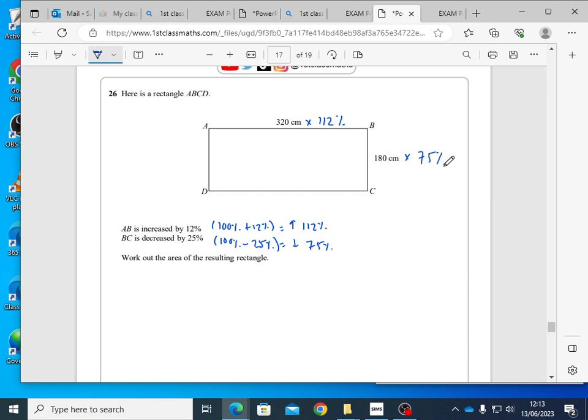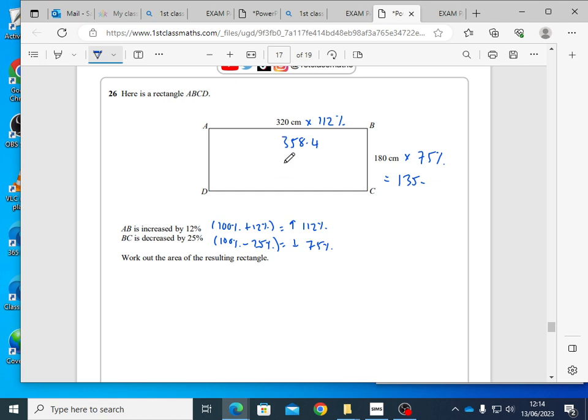So I'm going to just literally do that on my calculator. I'm going to do 320 multiplied by 112 shift percent. And that will give me 358.4. Now it increases, so it should go up. If it doesn't, you've done something wrong. And this one, I'm going to do 180 times 75 shift percent. That's a decrease, so it should go down, which it does, 135.